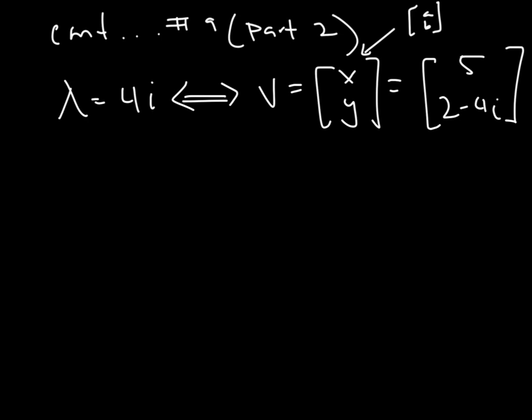Okay, so still continuing number 9, so part 2. I just went ahead and wrote down what we had so far. In the very first video, we had our eigenvalue, which was 4i, and we substituted it into our characteristic equation to obtain an eigenvector, which has complex entries.